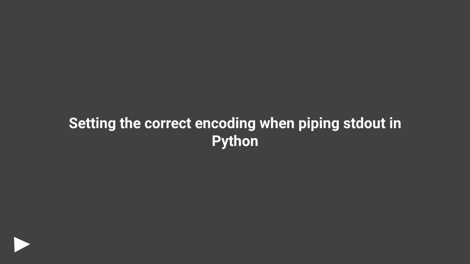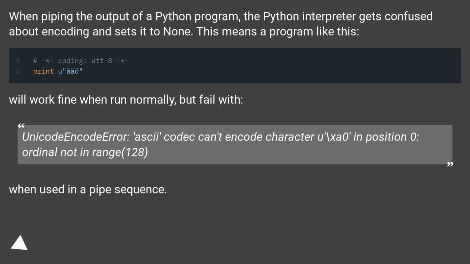Setting the correct encoding when piping stdout in Python. When piping the output of a Python program, the Python interpreter gets confused about encoding and sets it to none. This means a program like this will work fine when run normally, but fail with a UnicodeEncodeError: ASCII codec can't encode character in position 0, ordinal not in range 128, when used in a pipe sequence.